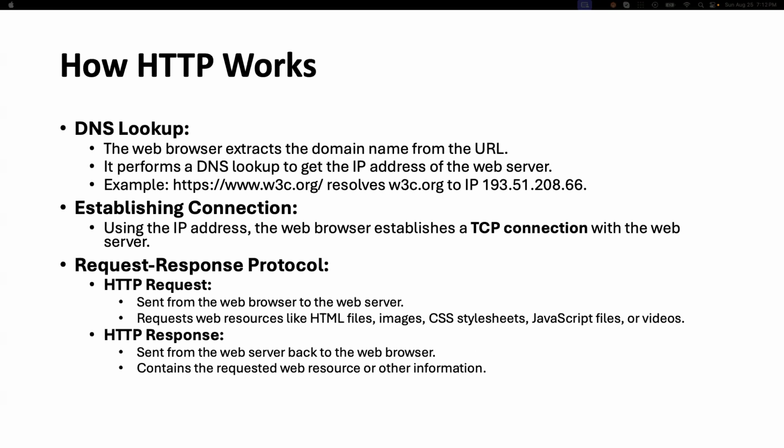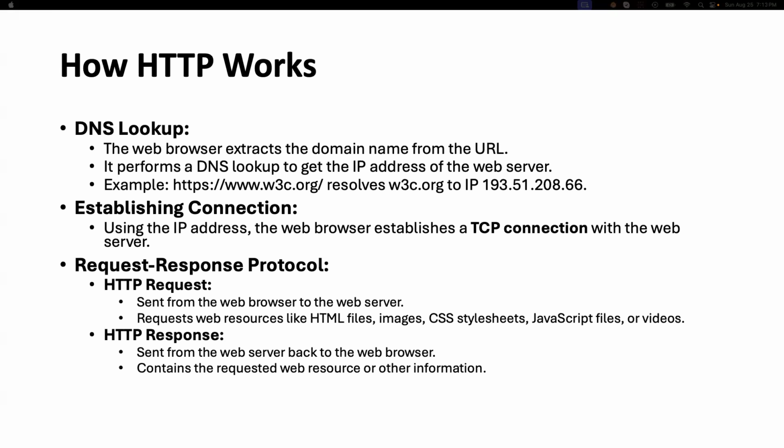When you access a website, the process starts with the DNS lookup. The web browser extracts the domain name from the URL, such as w3c.org in https://w3c.org, and sends it to a DNS server to get the corresponding IP address. For instance, w3c.org resolves to the IP address 193.51.208.66. The browser then uses this IP address to establish a TCP connection with the web server.